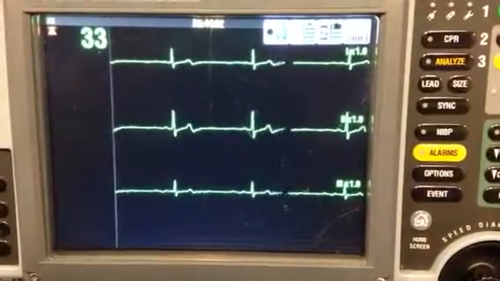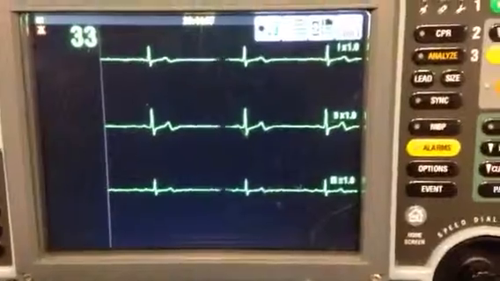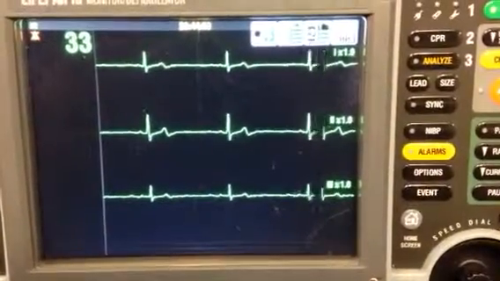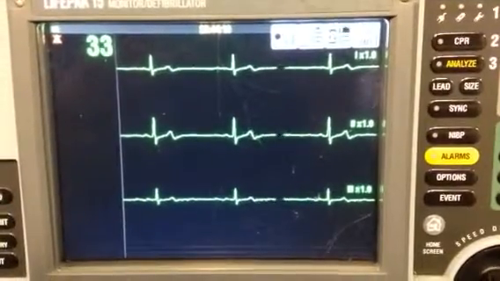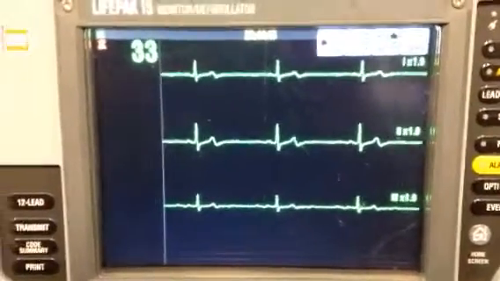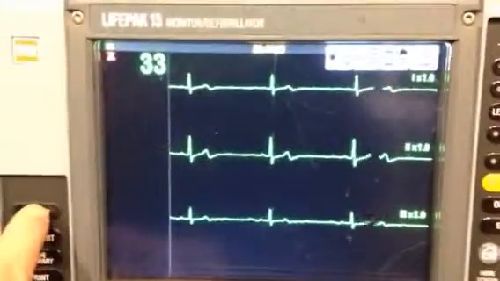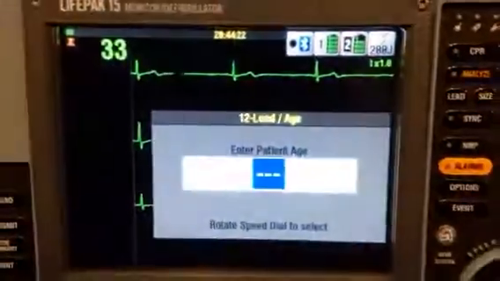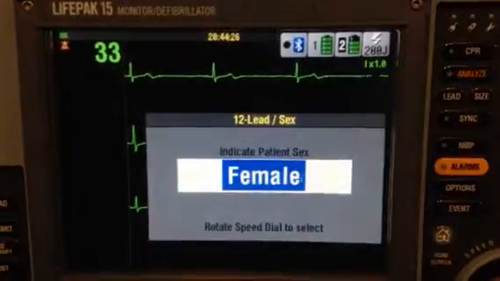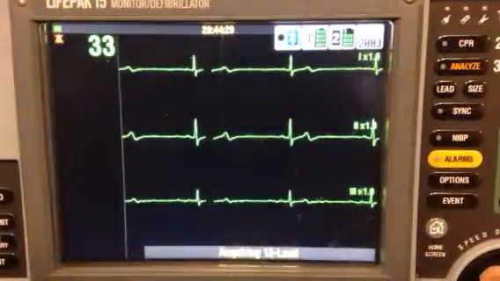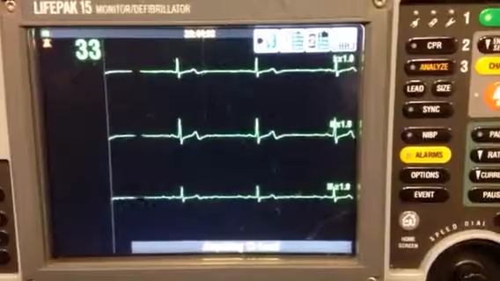Once the BLS provider notes a heart rate of 33 with a sinus rhythm, even though they see 33, they will notify ALS for upgrade, and then continue to generate a 12 lead prior to ALS arrival. 12 lead generation: enter patient's age, sex, male, female, and the Life-Pak 15 will generate a 12 lead rhythm strip.